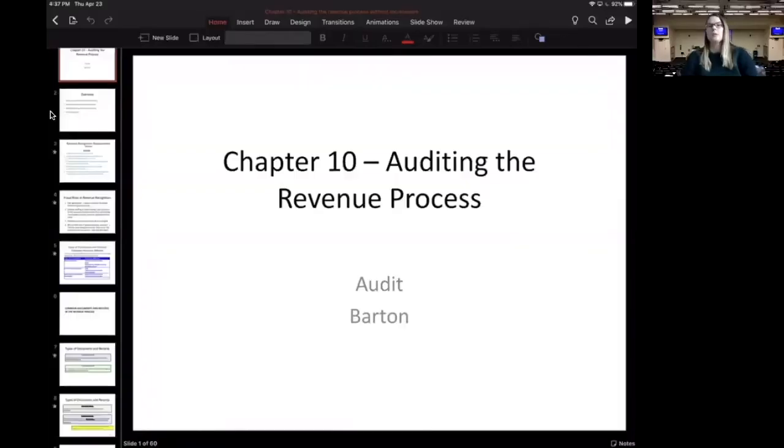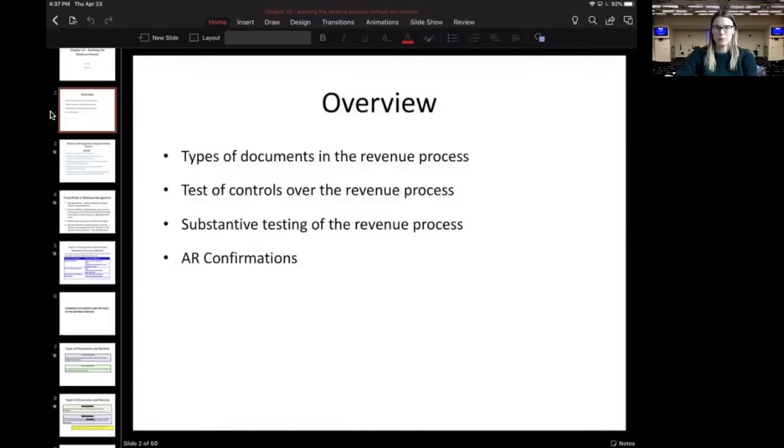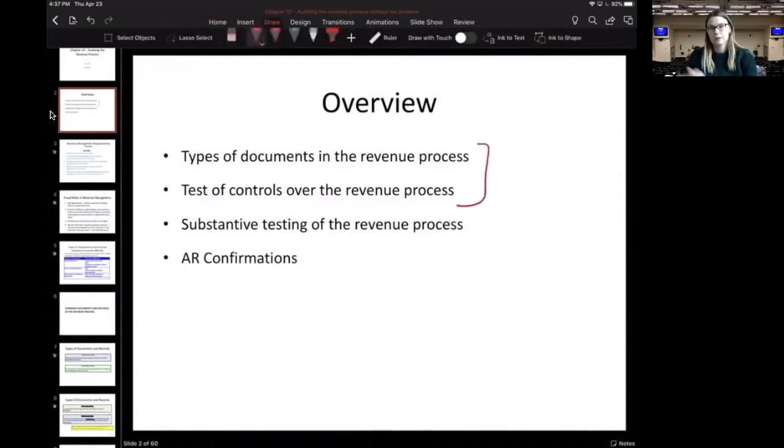So today we are going to be doing chapter 10, part 1. And the first part of chapter 10, which is what we're going to be focused on today, is primarily about controls in the revenue process and then controls in the cash receipts process. So we're going to be talking about those a lot.